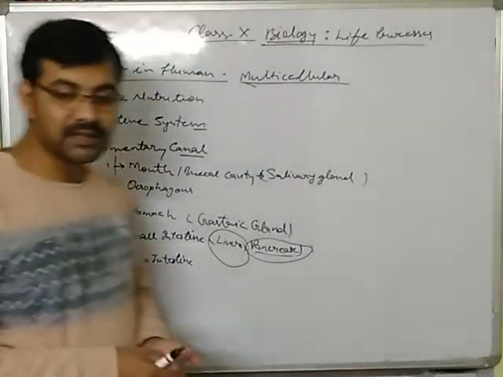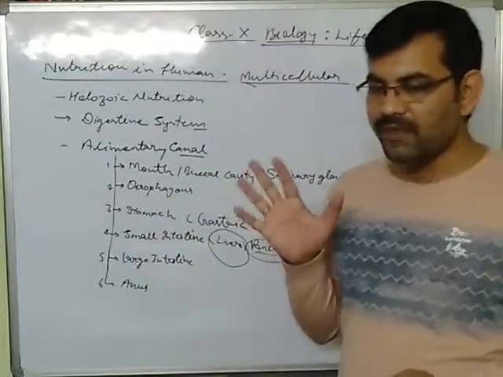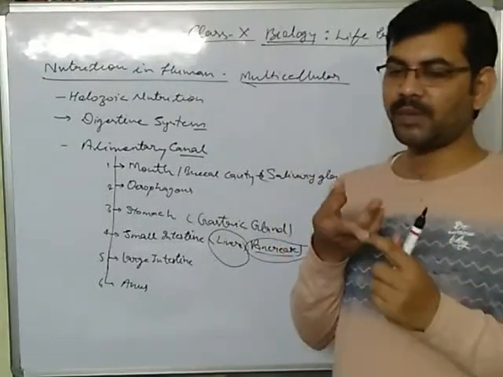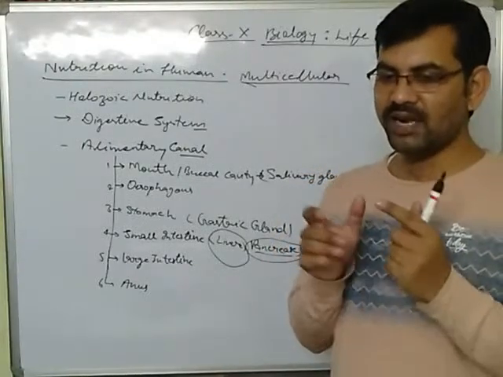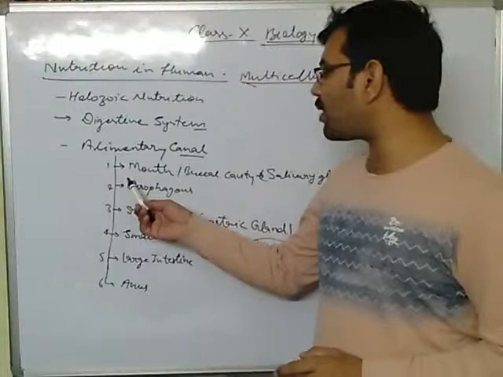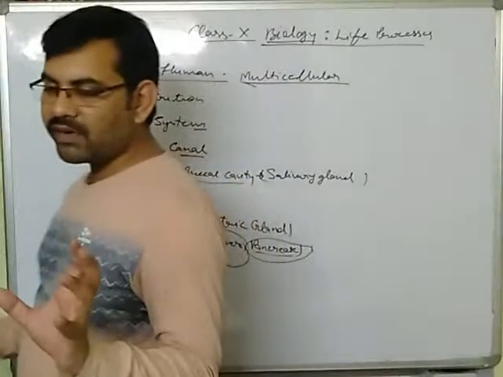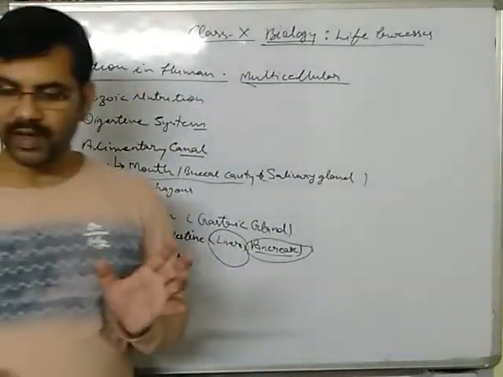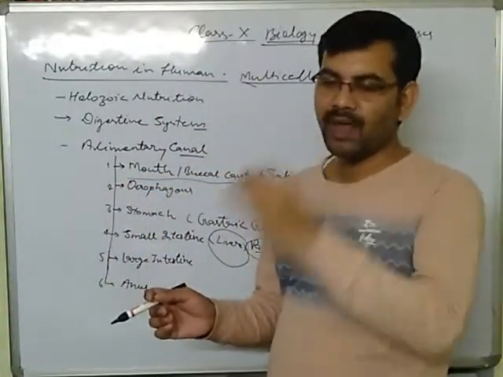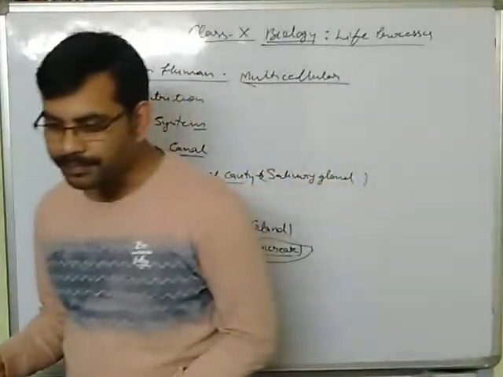As you know, there are five processes in nutrition. First is ingestion, second is digestion, third is absorption, fourth is assimilation, and fifth is egestion. The process of ingestion is performed with the help of the buccal cavity or mouth. With our hand we take food into our digestive system, and in this way we perform it with the help of the mouth.